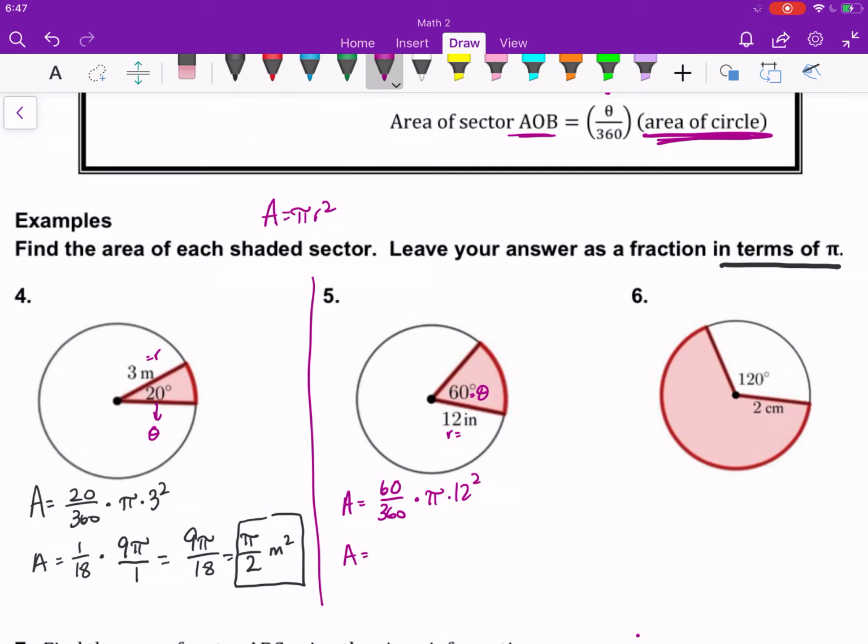So our area, 60 over 360, would be 1/6 if you simplify that. And this is 144 pi, because 12 squared is 144. And you can simplify that because you get 144 pi over 6, or 24 pi. And then let's remember our units. So this is square inches, because of our unit right there.